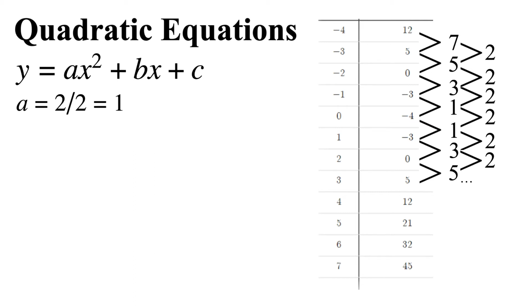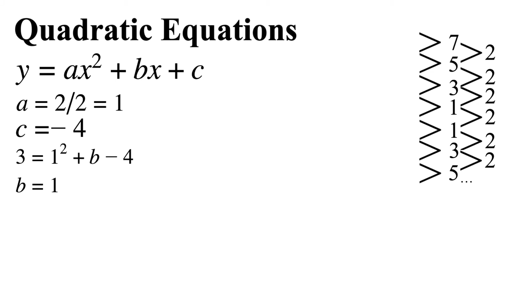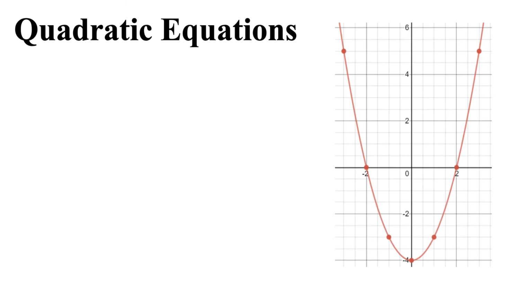C is the zeroth term of the quadratic function. In this case, the zeroth term is negative 4. To find b, we plug a set of values into the equation and solve for b. After plugging in x equals 1 and y equals negative 3, we'll find that b is equal to 1. Therefore, the final equation is y equals x squared plus x minus 4.